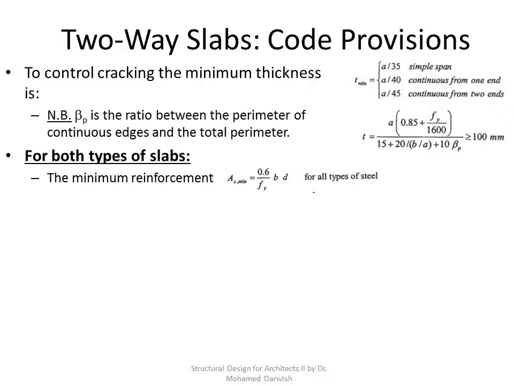It's mainly because of the deflection. However, the code allows us for two-way slabs to have a thickness of 100 millimeter, not 120 millimeter, because now both directions are contributing. So actually, you could have a two-way slab with a thickness of 100 millimeter.